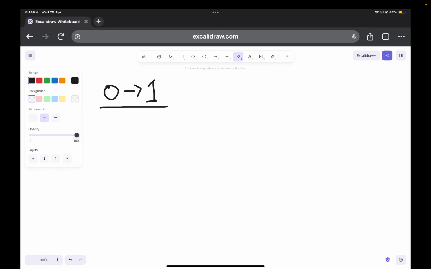Yes, sir, getting the logic. How many ways can you reach? Okay, so 0 means you don't need to give anything. That is also one way. So the answer is one possibility. One way is there.